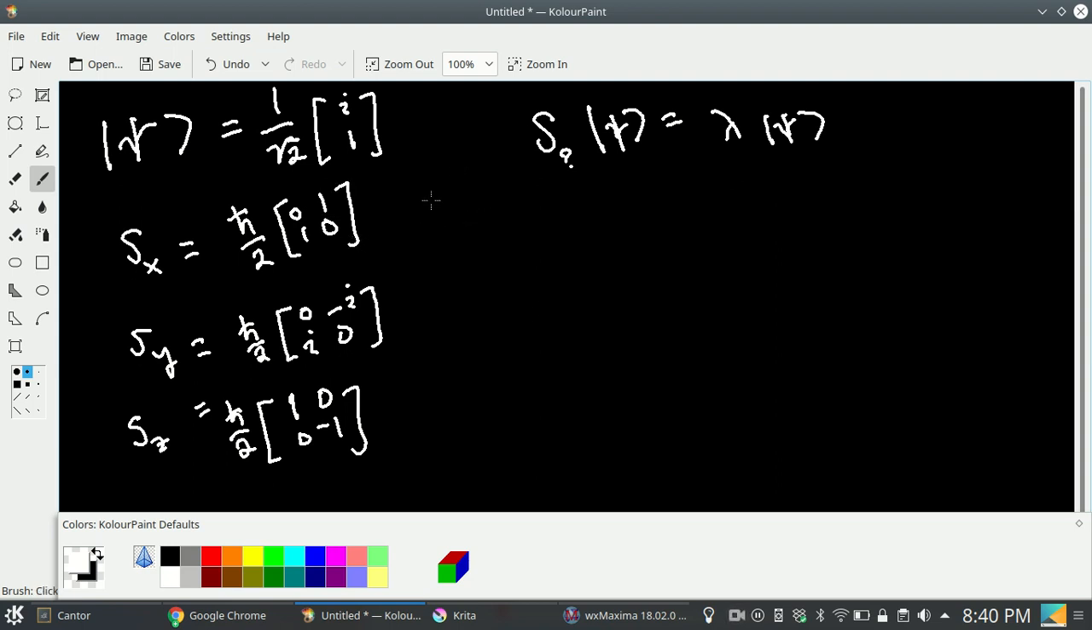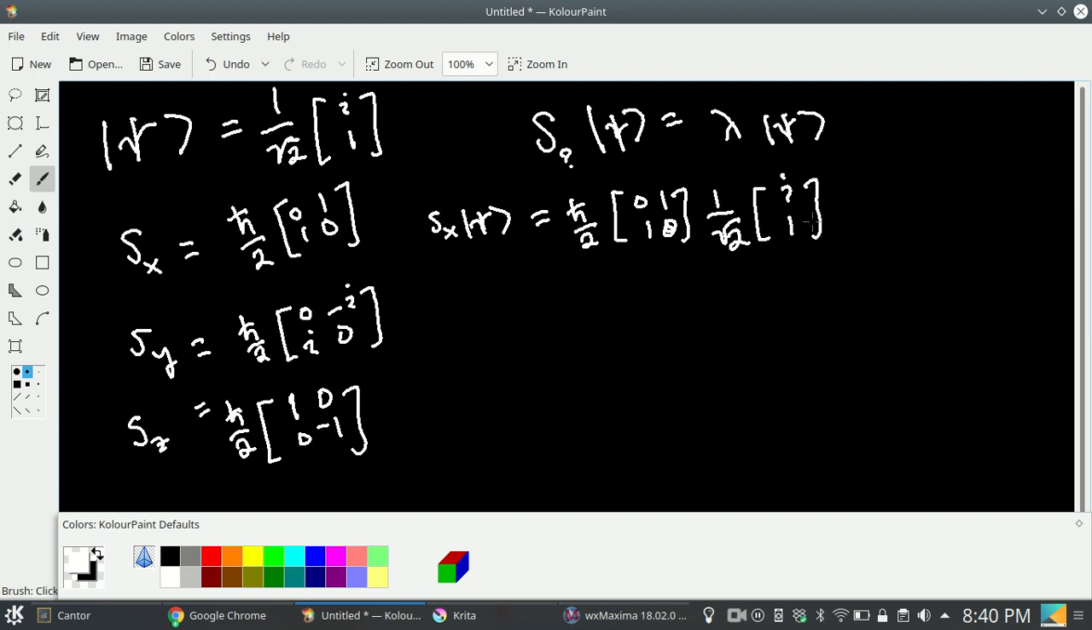Okay, so I'm going to test them all. I'm going to go sx operating on the psi, which is h bar over 2 times the sx matrix, and the psi is this vector, just copying it down from there. Now, these scalars can just leave, so this is going to be h bar over 2 root 2. But I'm going to do just matrix multiplication here.